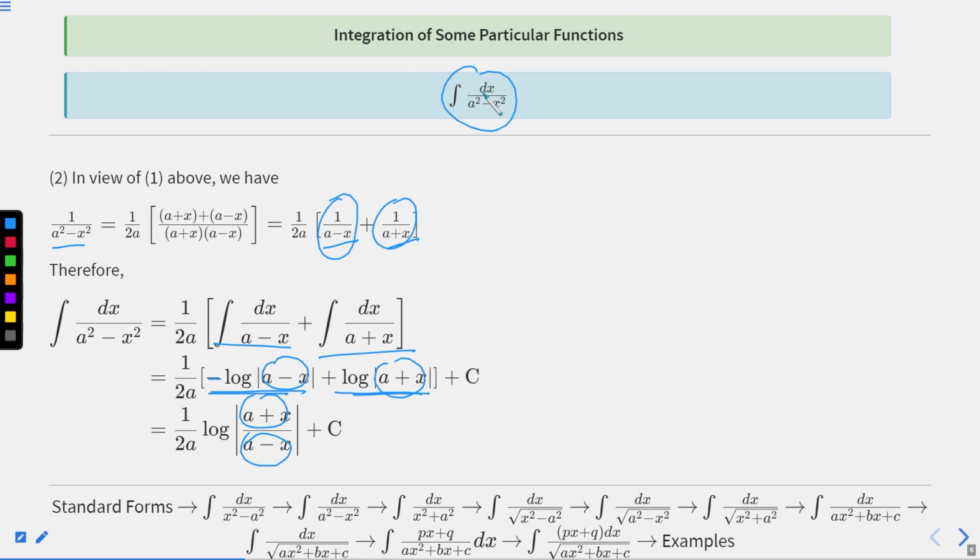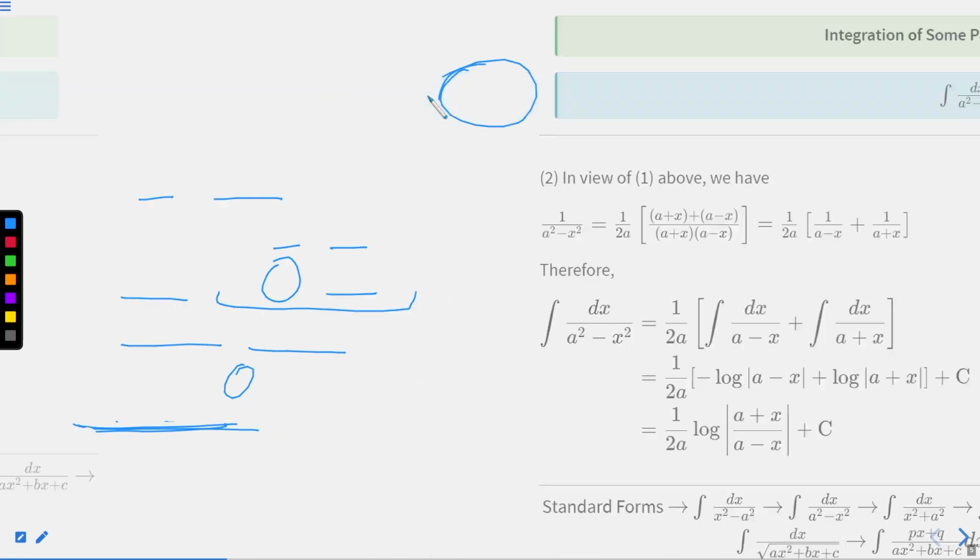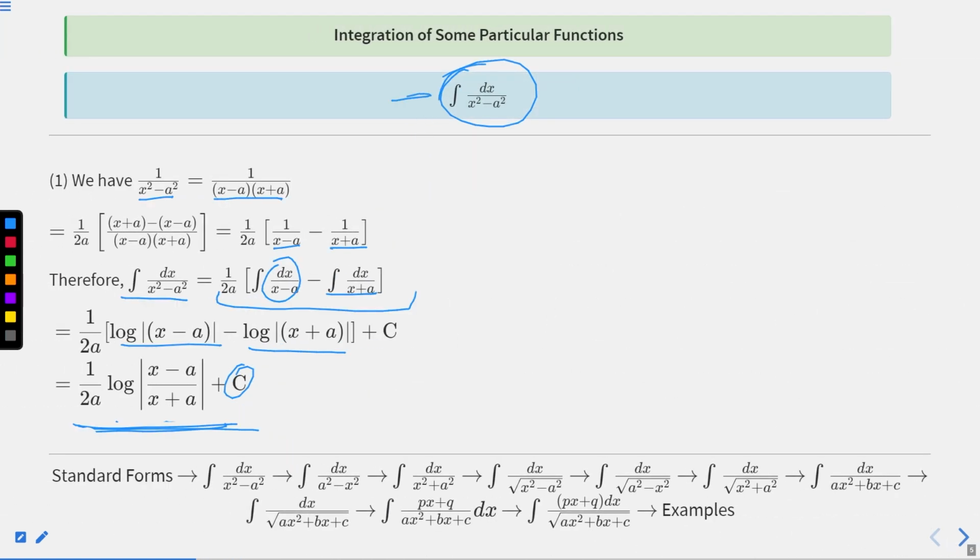Okay, so this integration and the just previous one are both kind of same, and their answers are also both kind of same. So make some pattern so that you only have to memorize one. Okay, clear? By memorizing only one you can answer both of the integral forms. Okay, clear? I hope it is clear to you.